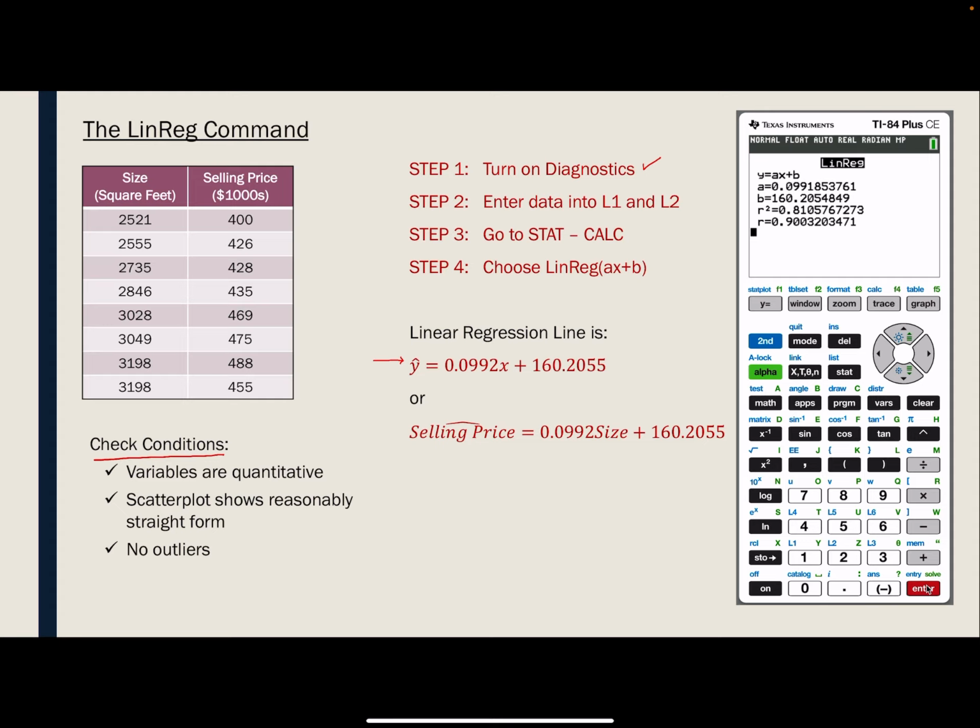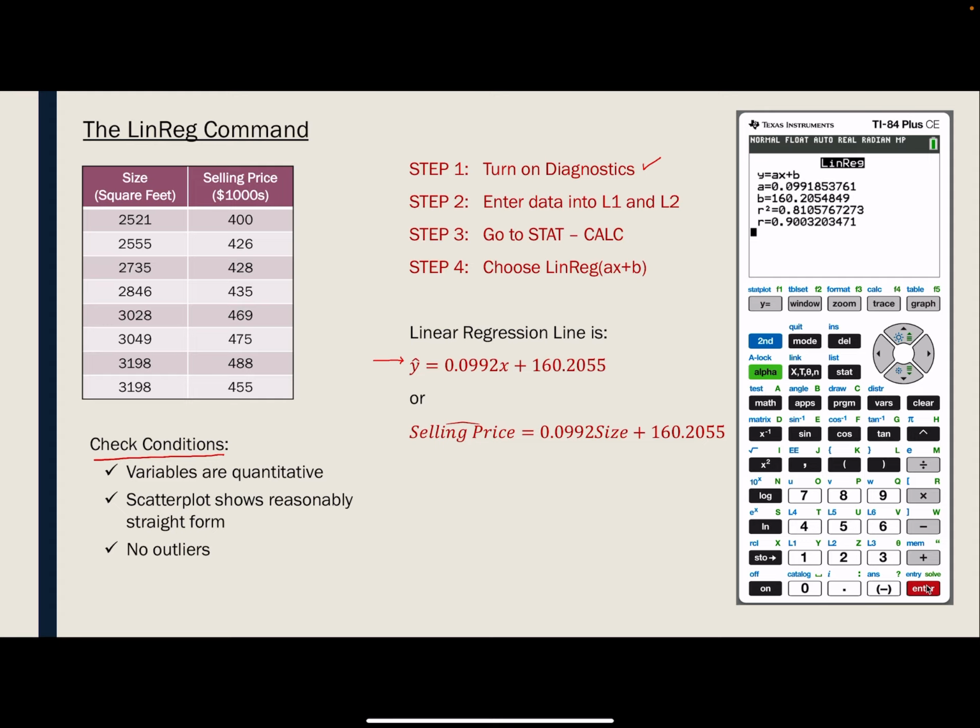And then since this is in the form of y equals ax plus b, and a is given as 0.0992 times x, plus the b, which is 160.2055. So I just rounded to 4 decimal places. You can round it 2, 3, it doesn't really matter.